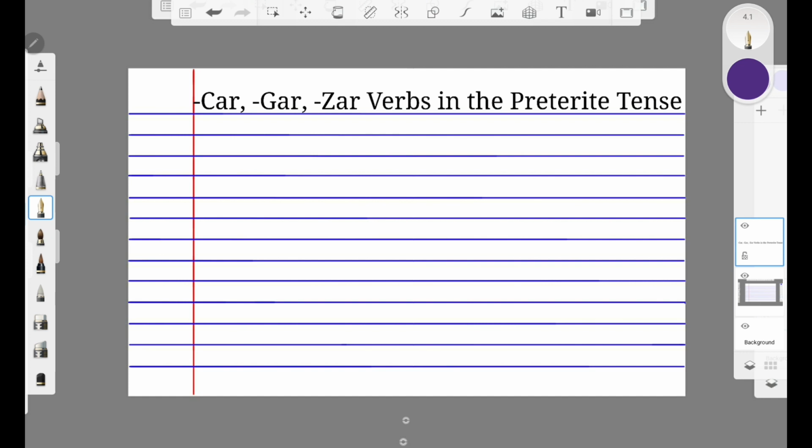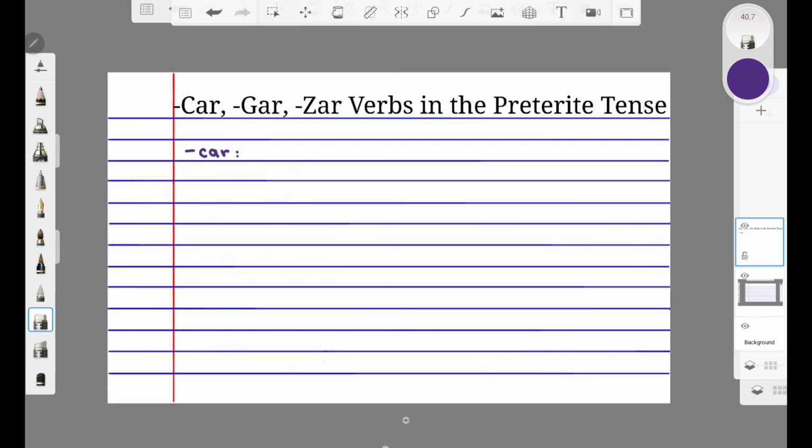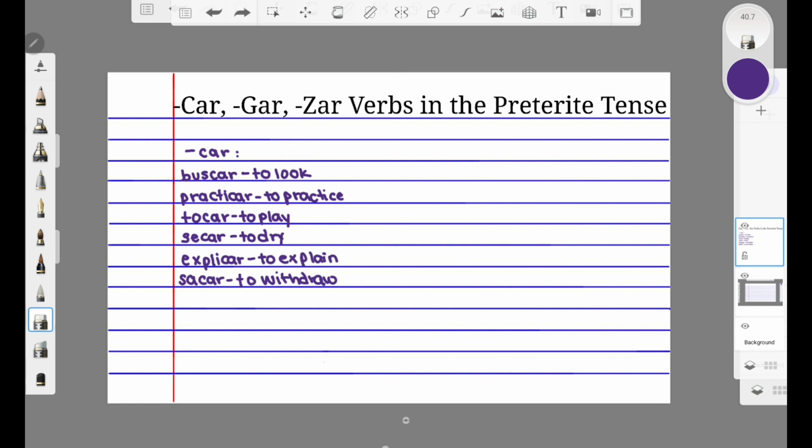First, let's go over some examples of car, gar, zar verbs. Let's start with some examples of CAR verbs. Buscar means to look. Practicar means to practice. Tocar is to play. Secar is to dry. Explicar is to explain. And sacar is to withdraw.